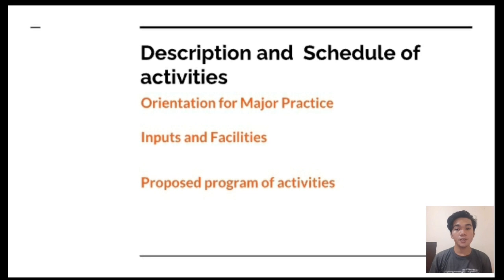As for the inputs and facilities required, the farm will supply the necessary production equipment and inputs including stocks, pasture spaces, concentrates, housing, lighting, veterinary supplies, and a water system for managing the animals properly. For the proposed program of activities, the student enrolled in major practice will have the opportunity to look after the farm animals. Periodic activities will be carried out under the direction of the project manager, advisor, and animal caregivers.